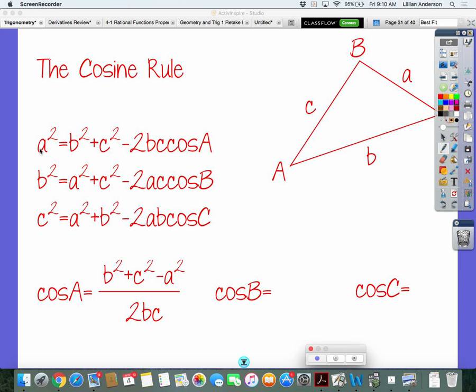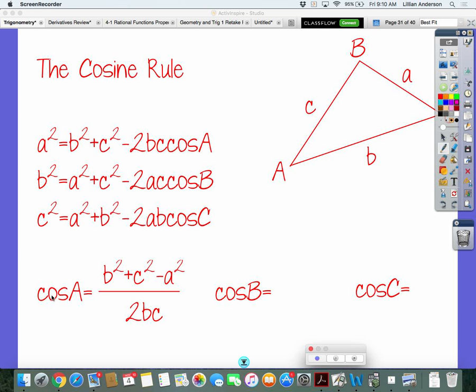Now, this first one is the only formula that's actually in your reference book. All these other ones aren't. But you need to be able to plug in whatever letters the triangle has, so that way you can find whatever side you're trying to find.